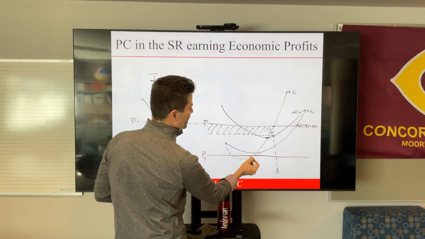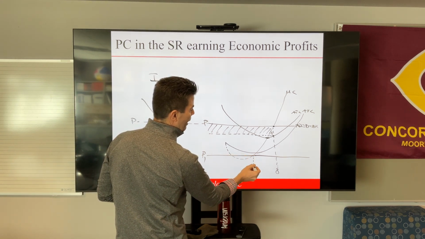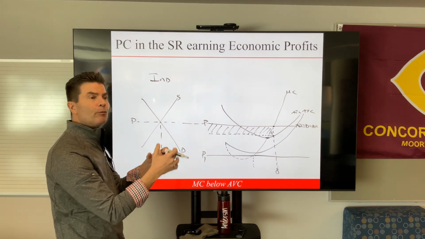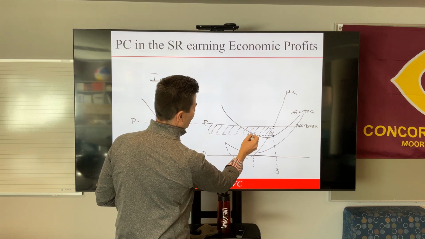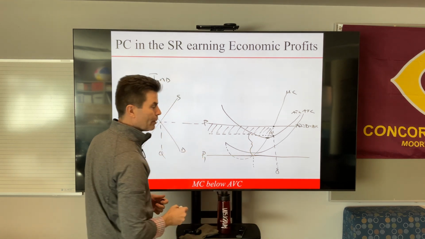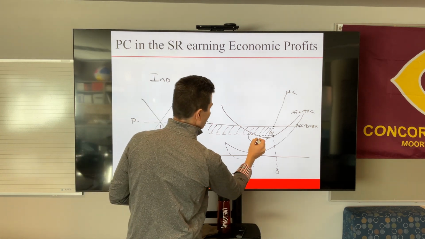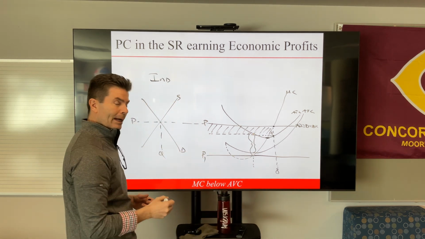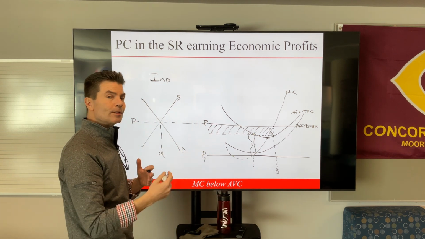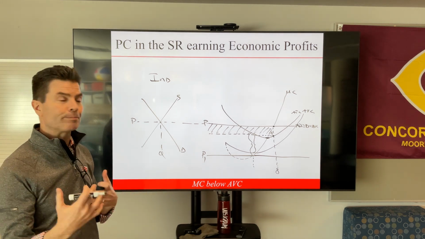We know that the price would end up being the quantity if we were going to produce there. But remember, this whole area from here to here would be my loss if I produced, and the area from here to here would be my loss if I actually shut down. So your loss in shutting down is actually less than your loss in producing.